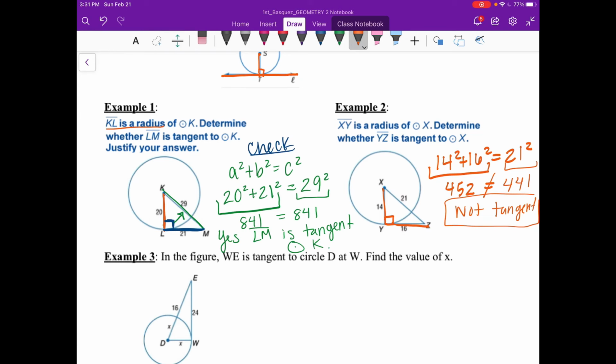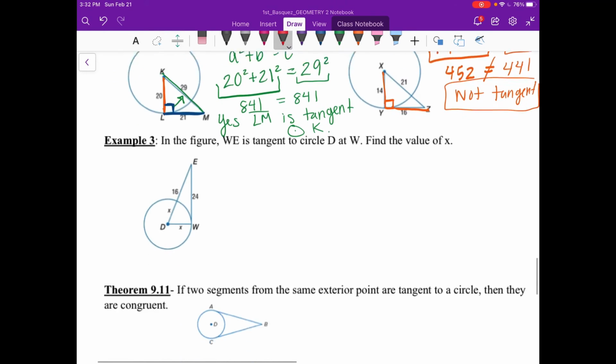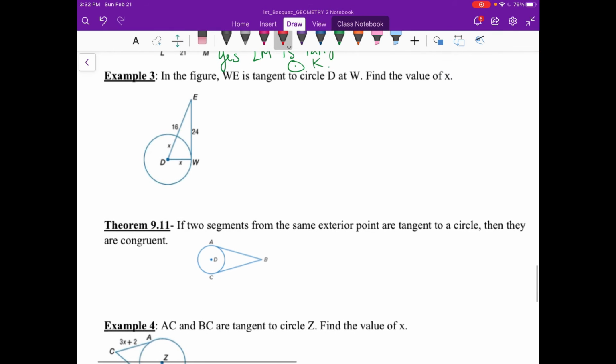All right, just a few more examples here. In this figure, we have WE is tangent. So this time we don't have to prove it. It's telling us that it is. So I can assume that's a 90-degree angle right there. Now I want to find the value of x. Now let's pay close attention to this picture because x is this side of the triangle, but it is also part of the hypotenuse. So if I were to express the hypotenuse as one expression going from here to here, I would have to call it x plus 16.